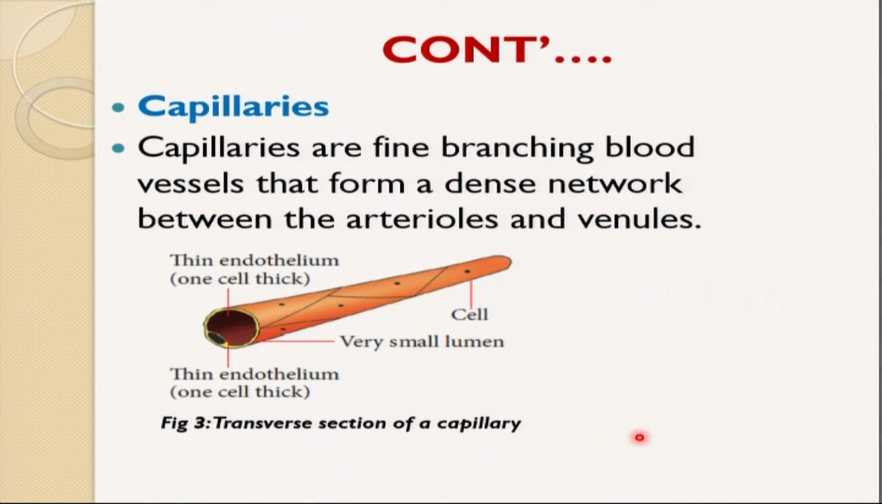Capillaries, as I mentioned earlier, are really small. They are very important in the exchange of nutrients and oxygen, and in removing waste products from the body. Capillaries are fine branches of blood vessels that form a dense network between arterioles and venules. Let's have the diagram and try to see it.